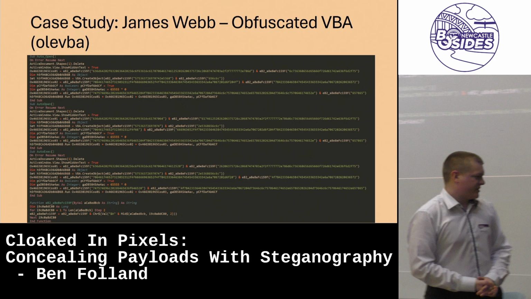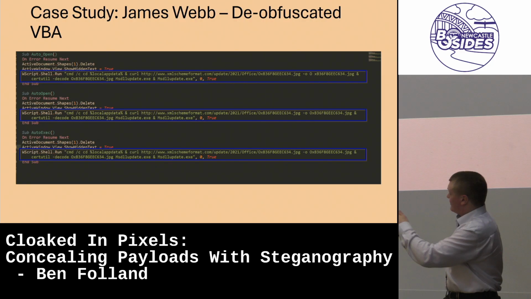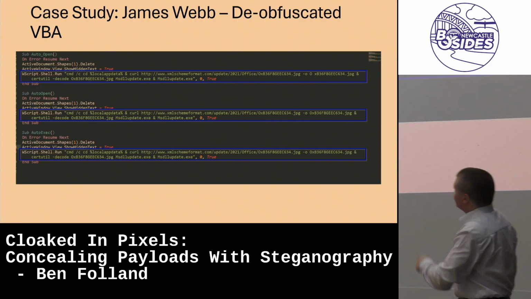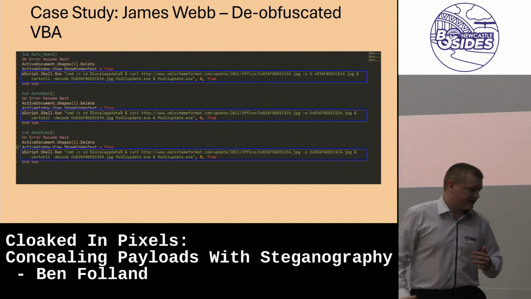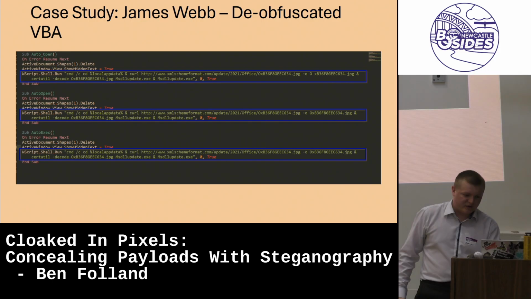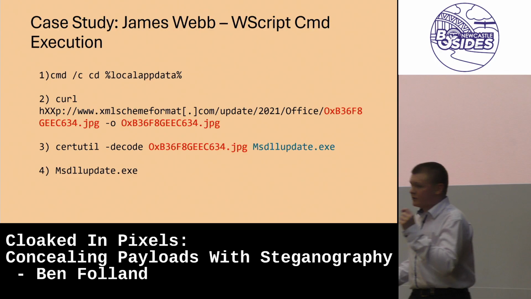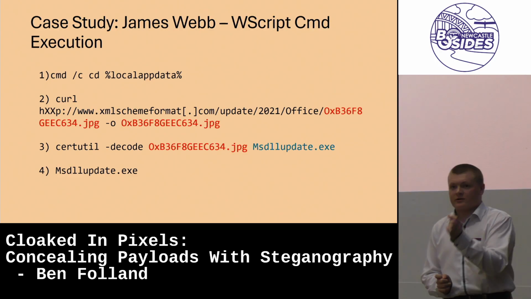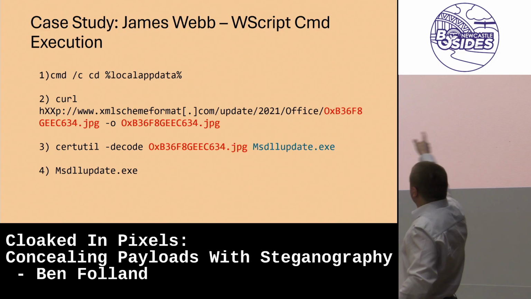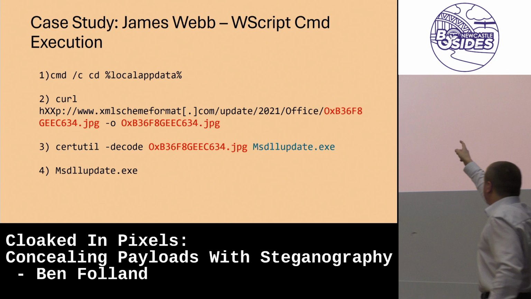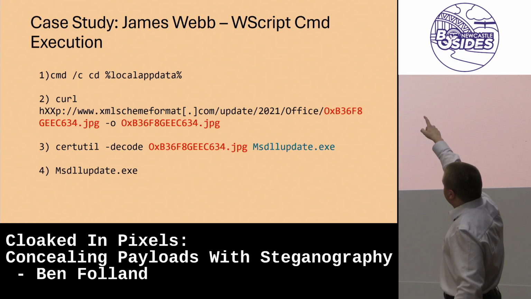So I'm going to quickly deobfuscate that. That took me a lot longer than one slide click, but we can see that's roughly what it translates to. That is what would happen, and I'm going to break that down. We can see there is a load of Windows commands being run. First of all, the directory which this is executing from is changed to local app data. After that, a JPEG is downloaded from this external domain, www.xmlschemeformat.com, and this JPEG is outputted to this local app data directory.